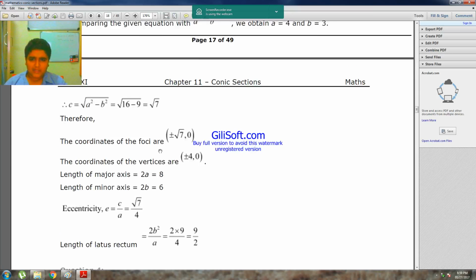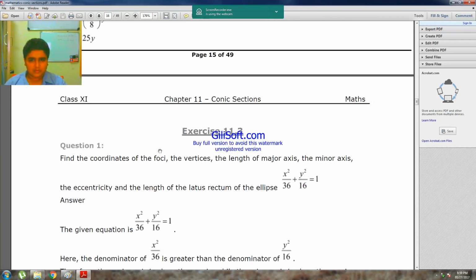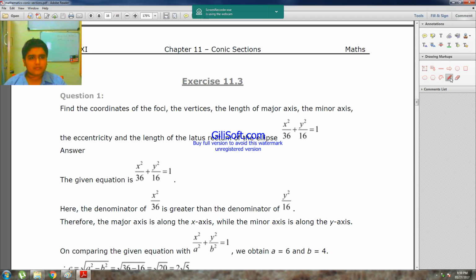Well, I'll only be solving two questions in your NCERT because it's quite mechanical. If you know how to solve these questions, you probably know how to solve every single question in the chapter. So the first type of question that can be asked is: find the coordinates of foci, vertices, length of major axis, minor axis, eccentricity, length of latus rectum of this ellipse.